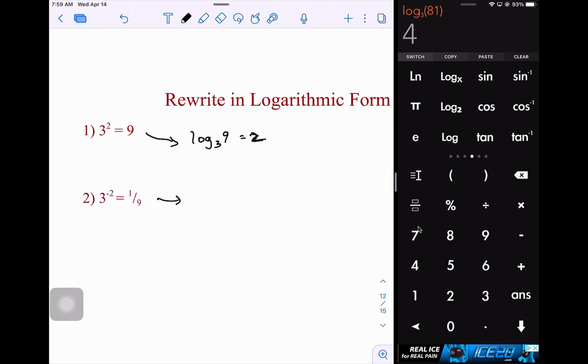If we do this one, log, what's the base? 3. Yep, log base 3. If I set this up, 1/9. Yep, very good. I'm going to actually put that in parentheses. You don't necessarily have to, but I'm going to just make it clear. And then equal to -2. Again, 3 to what power gives you that? It's right here for you. 3 raised to what power will give you 1/9? Well, the power is -2. Okay? All right, let's keep going.